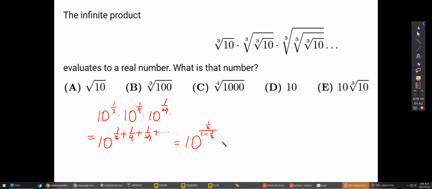So if we use the formula, so 10 to the half power. Can you find a choice for 10 to the half power? A. Yep.